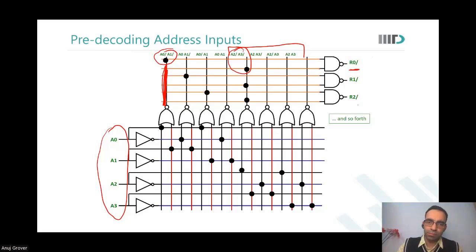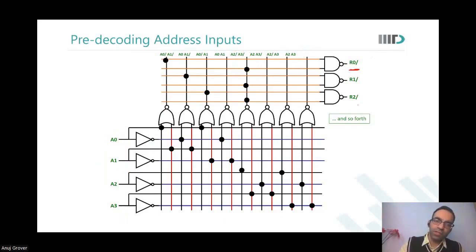Look at the connection of this NOR gate. How is this NOR gate connected? If you look at the first NOR gate, A0 is one input, A1 is the other input. Only when both of them are 0 will the output of the NOR gate be 1. Similarly, look at this one now. Only when both A2 and A3 are 0 will the output of this NOR gate be 1.